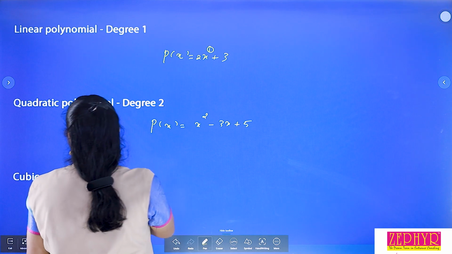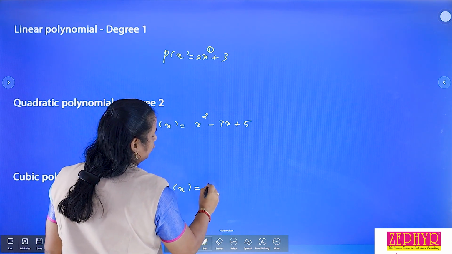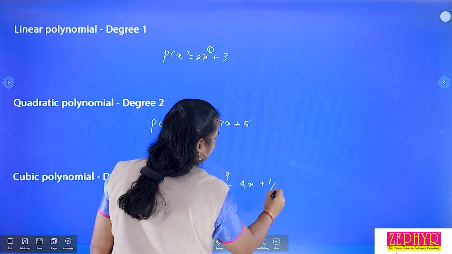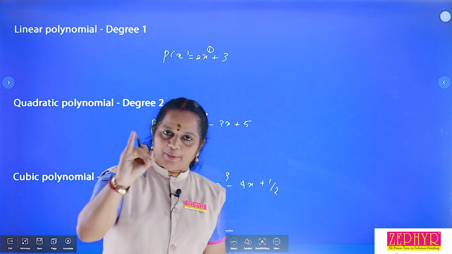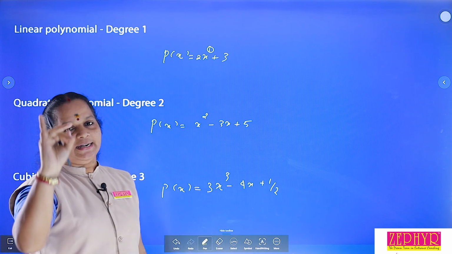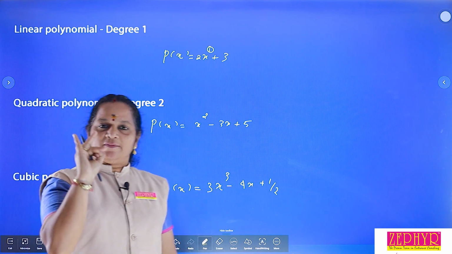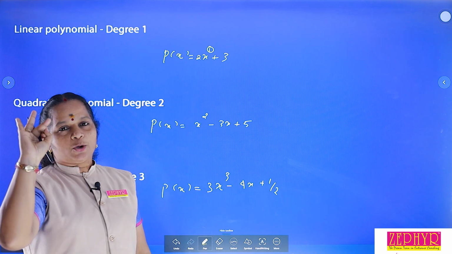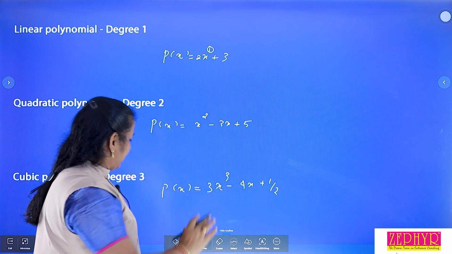And the last one is the cubic polynomial. Here the degree is 3, for example p of x is equal to 3x cube minus 4x plus 1 by 2. This is an example of a cubic polynomial. So what do you mean by a polynomial? What is the degree of the polynomial? According to the degree, we can divide polynomials into linear, quadratic and cubic polynomials. Then, what do you mean by the zero of a polynomial?